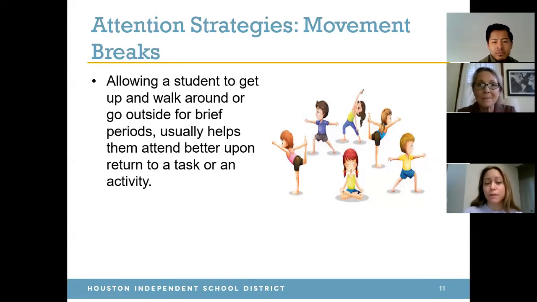Attention strategies and movement breaks. During this class, the student is always very busy, and sometimes some of these autistic children need movement breaks. This allows the student to get up and walk and go outside for a brief period, which usually helps them attend better to a task. And there's also a lot of different types of YouTube videos that give them movement breaks. I know one is Go Noodle, and it gives the child just a better awareness in movement.